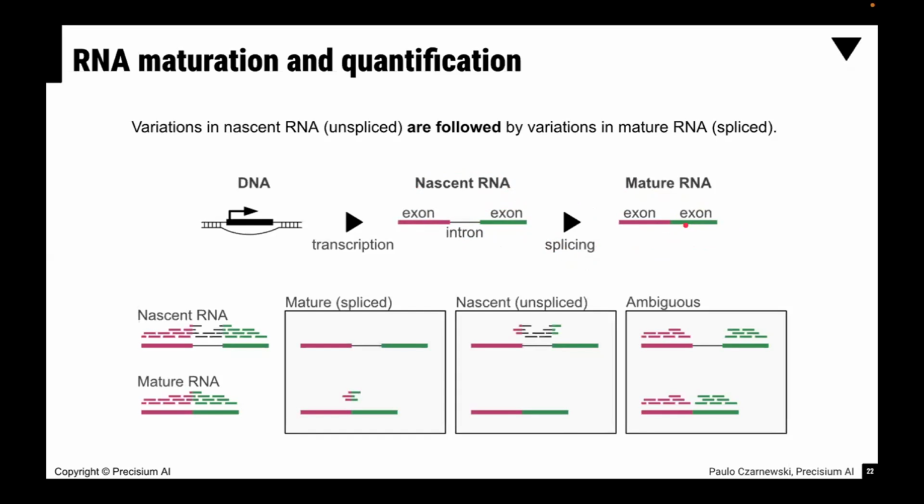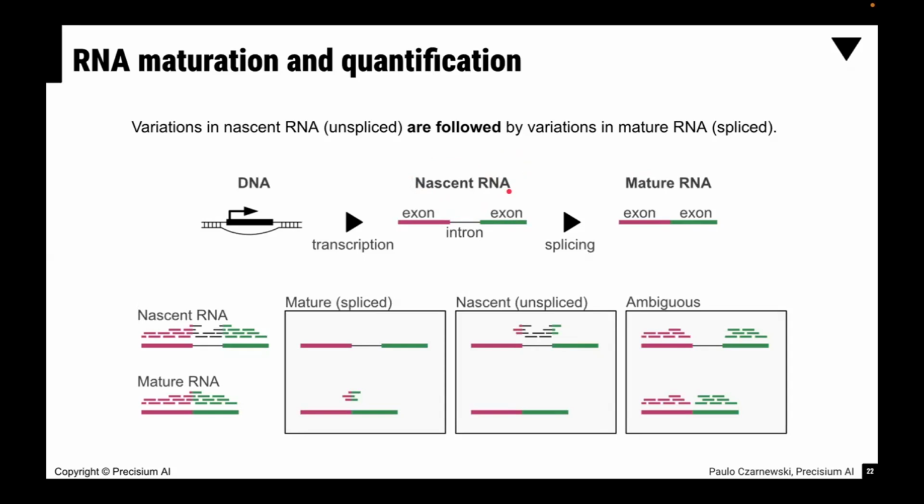One thing you can do to quantify these two types of RNA separately is to quantify where these reads align once you do the sequencing. But one thing you should always keep in mind is that the nascent RNA is the one that is produced before, right?